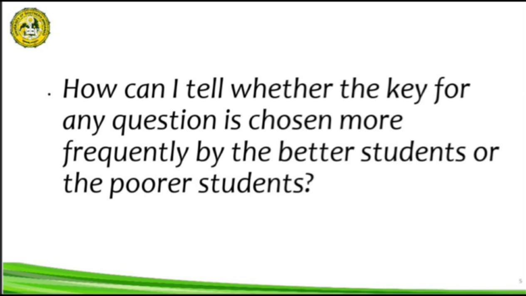Now, how can I tell whether the key for any question is chosen more frequently by the better students or the poorer students? This is where discrimination index enters. But before we go on with our topic, let me read first the objectives of our lesson.